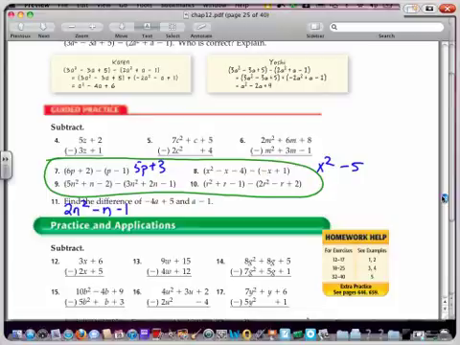On the next one, r squared minus 2r squared would be negative r squared. R plus r would be plus 2r. And negative 1 minus 2 would be negative 3. So negative r squared plus 2r minus 3.